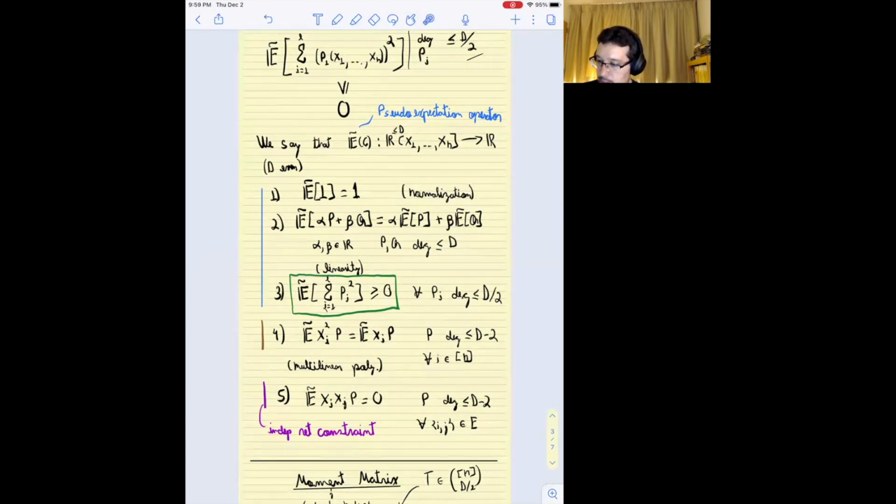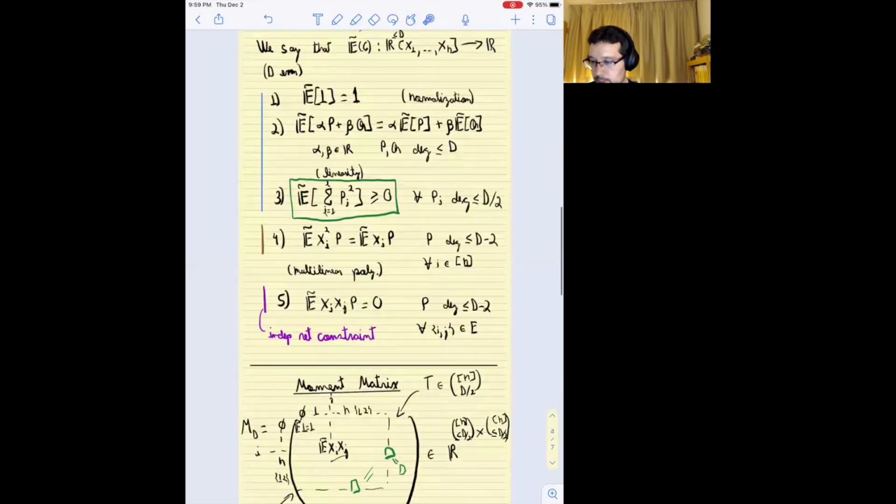And the last constraint is that it needs to respect the fact that you are an independent set. So whenever there is an edge, and you potentially have another polynomial here, you should see 0. And in this case, it's enough to check for when P is a monomial, right? Because if you enforce this for all monomials, then by linearity, you're enforcing this for all polynomials. All right, so that's a side remark.